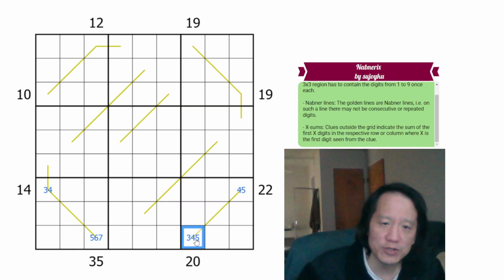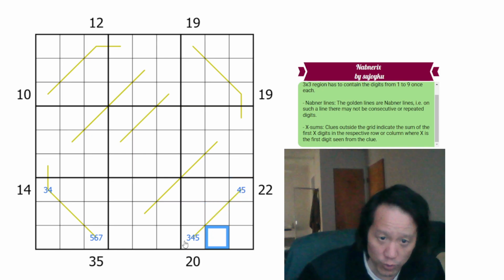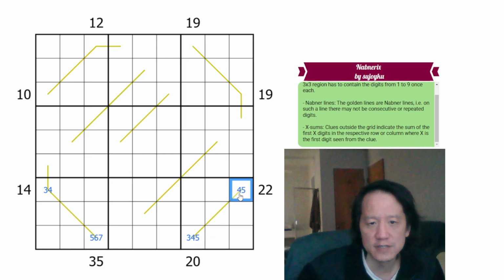Now, this has to be 3, 4, 5. If it's 4, that means the 4 would be with a 5, because the 4 would eliminate the 4 in this cell, right?